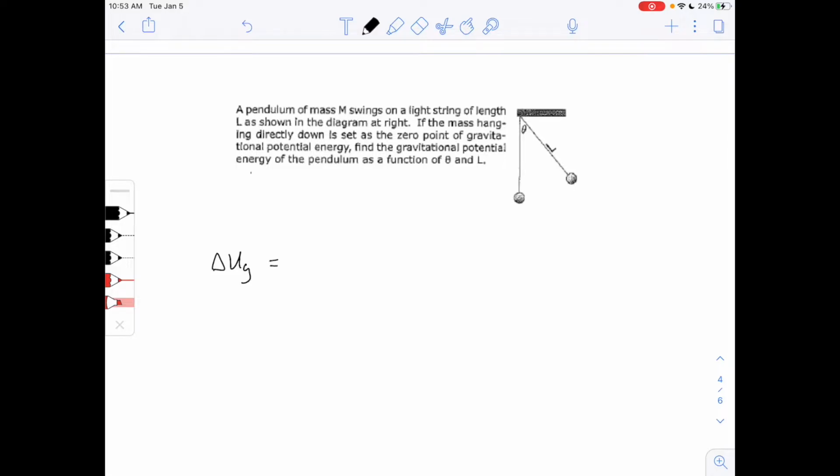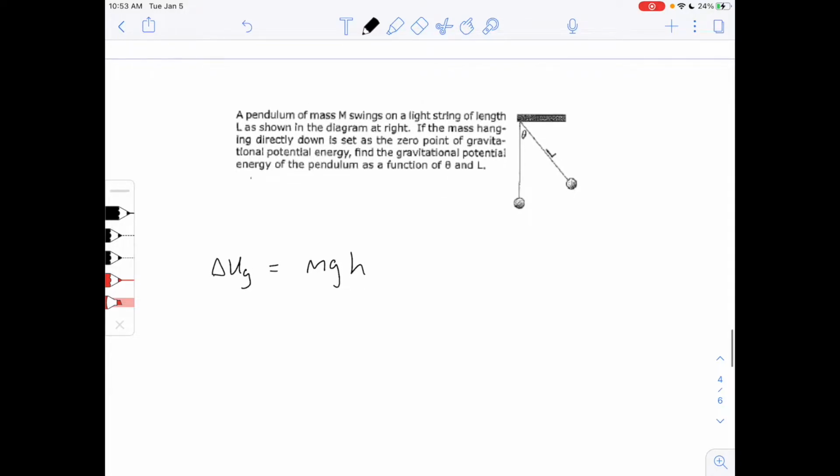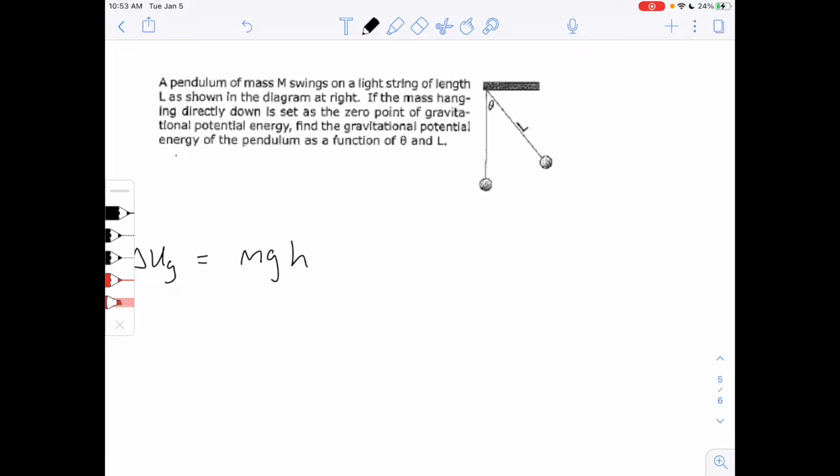We know what our potential energy equation is for gravity, and that is equal to mgh. And h is the vertical height, right? So here's our initial point right here, and then here's our final point here. So we need this height h, but we need it in terms of the length of the string and that angle theta.